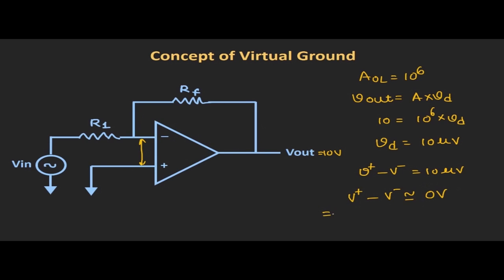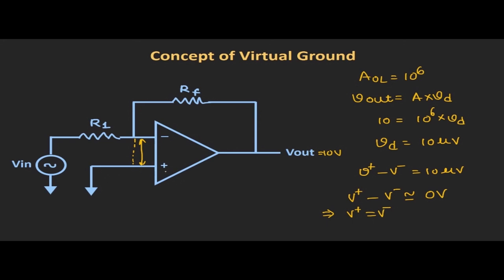Or we can say that V plus is equal to V minus. It means that the inverting and the non-inverting input terminals are at the same potential, or we can say that there is a virtual short between the inverting and the non-inverting input terminals. Now here the term virtual means that these two terminals are not actually short circuited, but they are virtually short circuited. So whatever voltage appears at one terminal, the exact same voltage will appear at the other terminal.